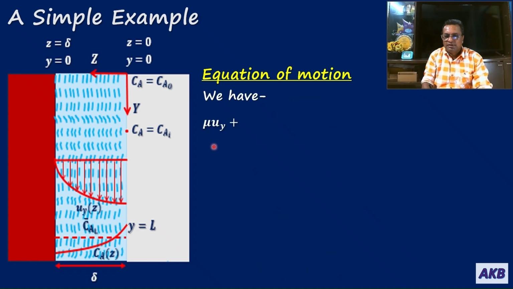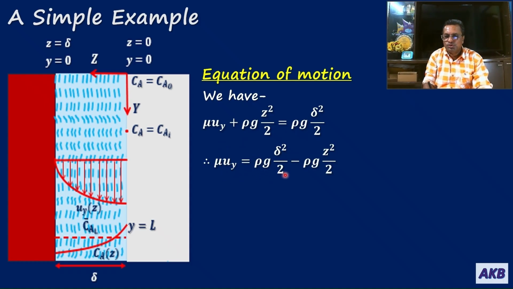So we have mu uy plus rho g z square by 2 is equal to rho g delta square by 2. So that is mu uy is equal to rho g delta square by 2 minus rho g z square by 2. So this term is brought to this side. In the next step we can take rho g common. So it will be mu uy is equal to rho g delta square by 2 into 1 minus z square by delta square. So here what is done? Rho g delta square is taken common.